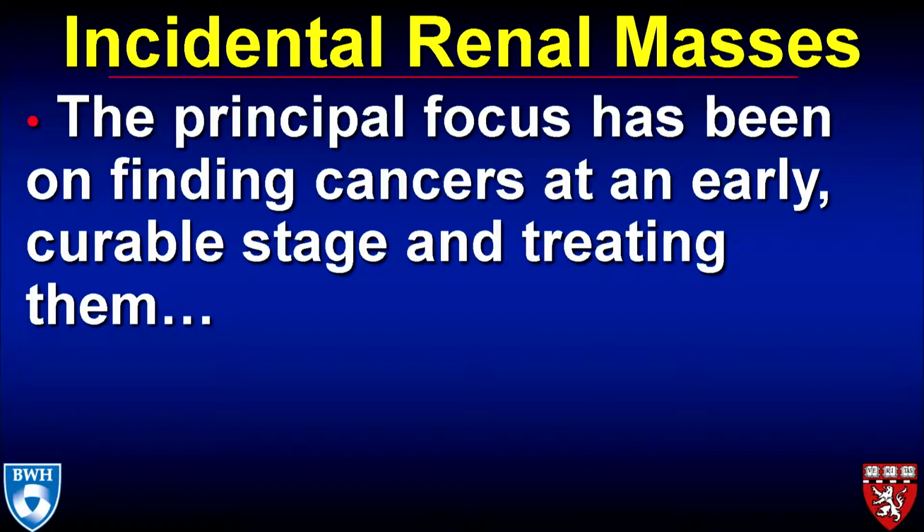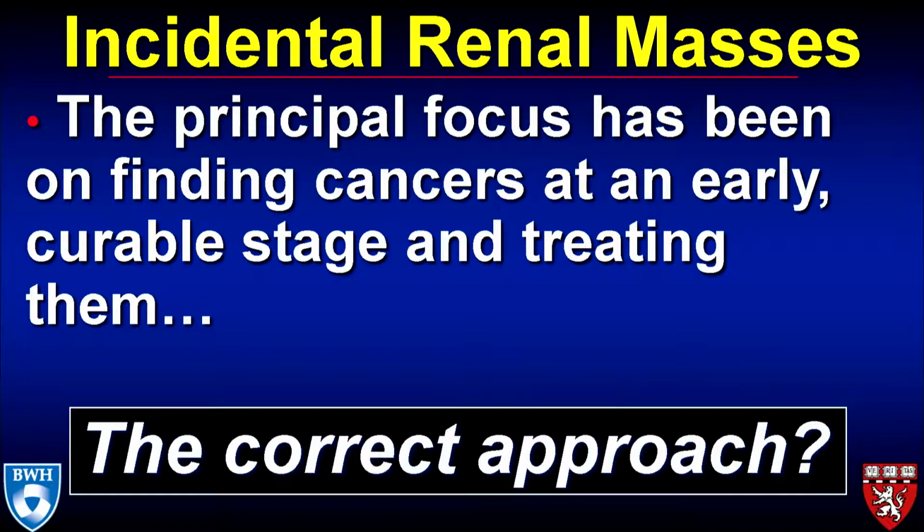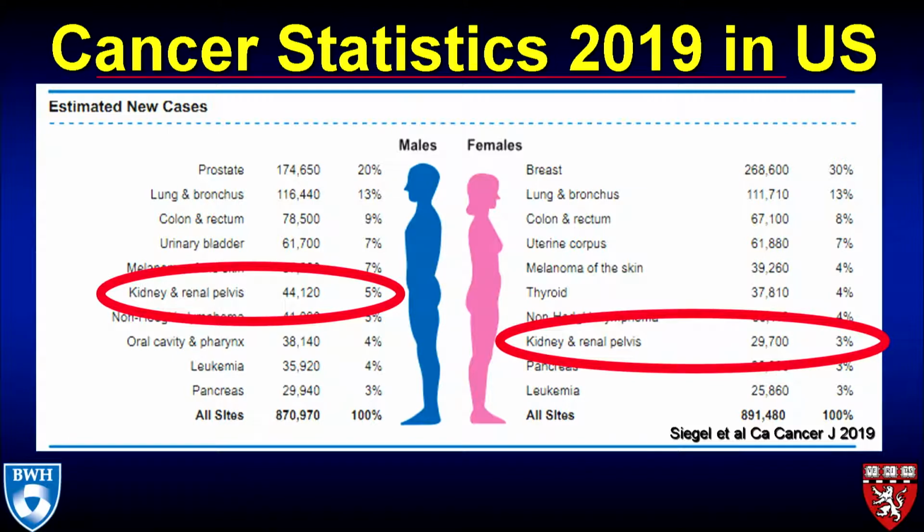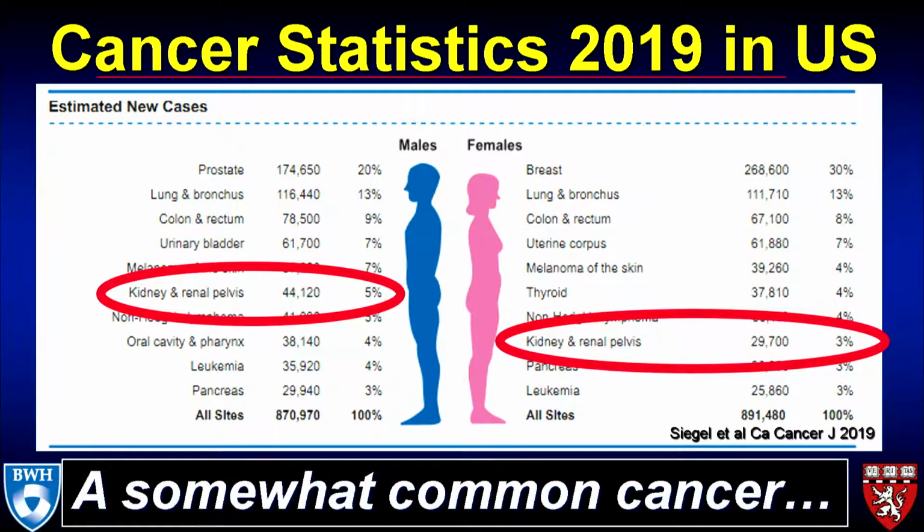But because of this, we've been focusing on finding cancers at an early curable stage and treating them, but we're now wondering whether that's the right approach. Well, let's look at some overall cancer statistics in the United States. Kidney cancer or cancers of the renal pelvis are the 6th most common cancer in men and 8th most common cancer in women. So this is a relatively common cancer, okay?